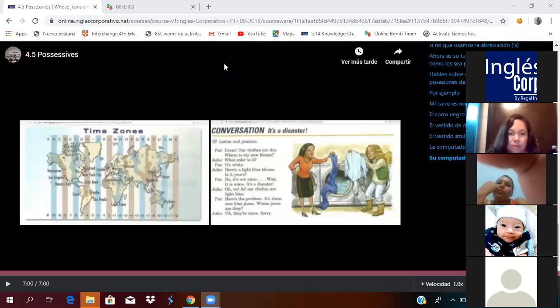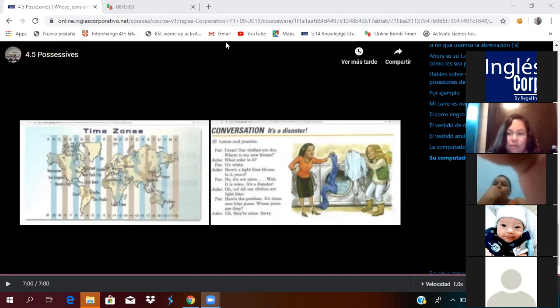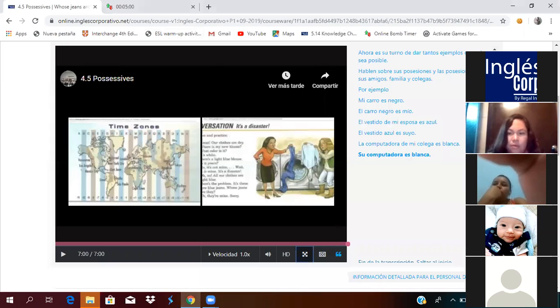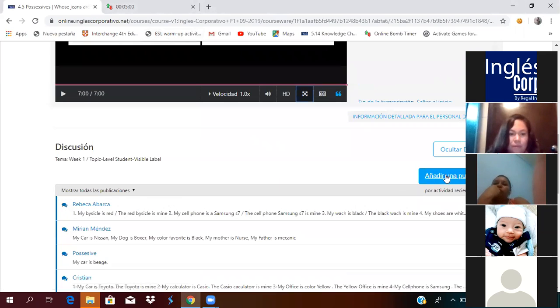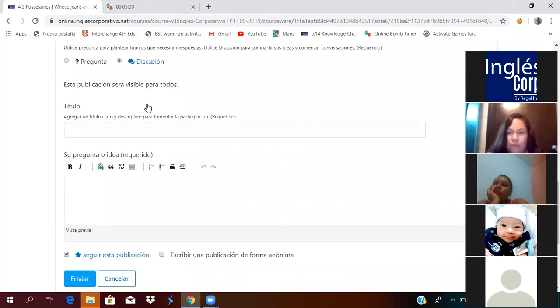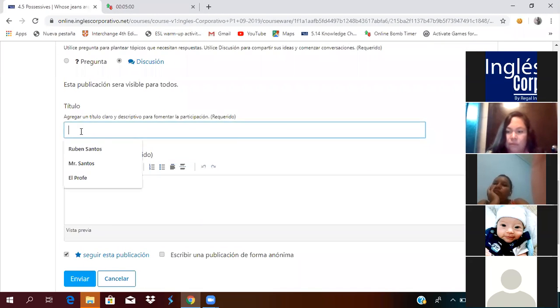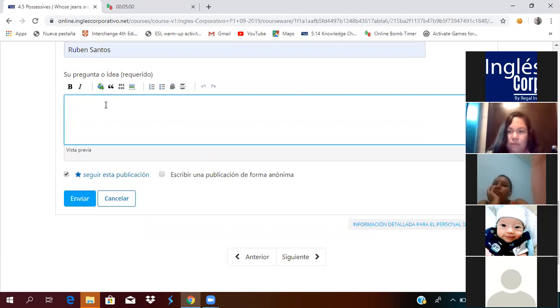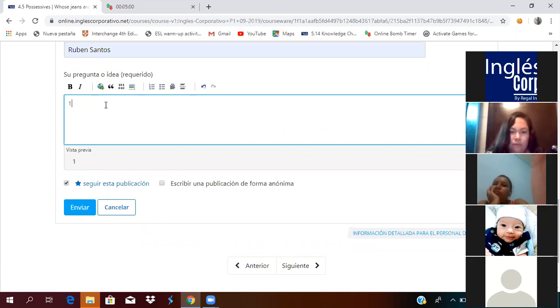All right, ladies and gentlemen, right now what we are going to do is we're going to be working on the platform right here at the bottom. You're going to go to añadir una publicación, where it says título, you're going to write your name. After that, you're going to write the sentence. For example, number one, my house is white. The white house is mine.